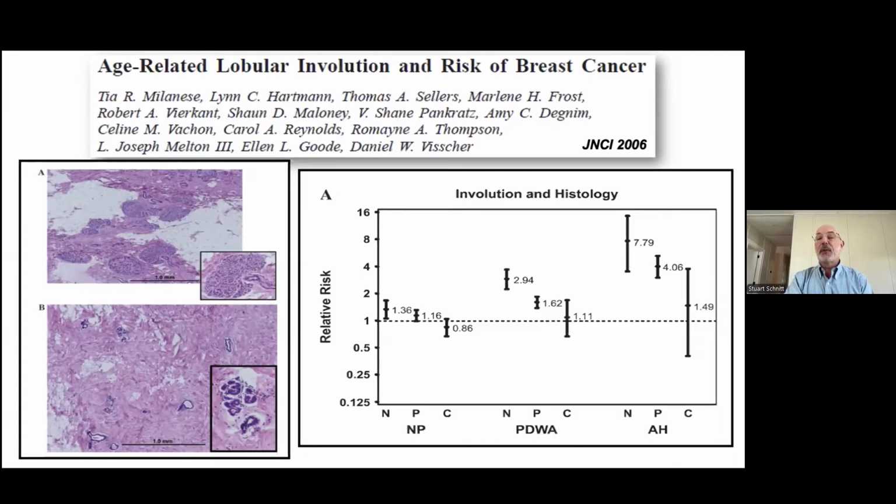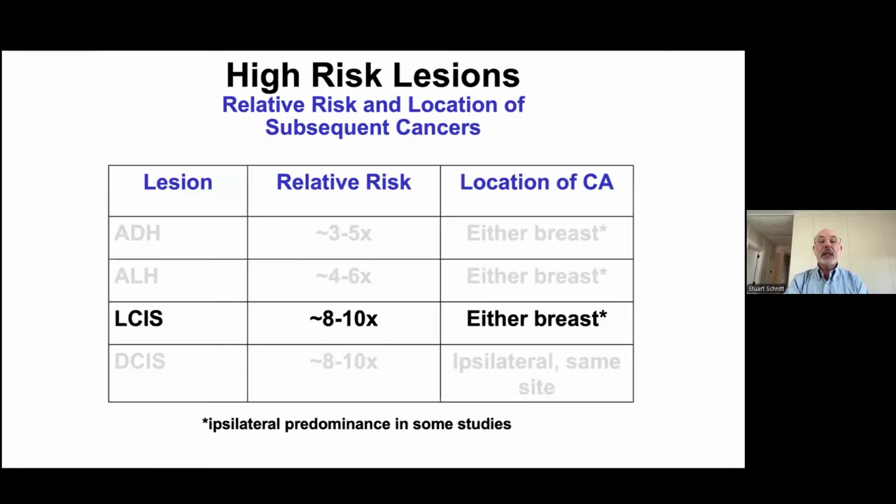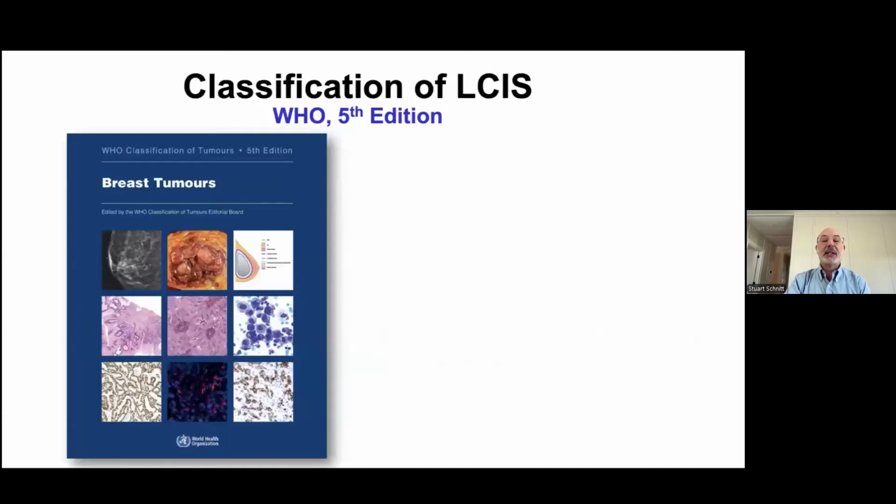So it's not terribly surprising that women with a lot of atrophy and lower levels of estrogen have less of an estrogen drive on their atypical hyperplasias and are less likely to develop breast cancer than women with less lobular involution. So now that we've talked about the atypical hyperplasias, let's move on to lobular carcinoma in situ, which is associated with about an 8 to 10-fold increased risk. And again, with long-term follow-up, the risk is about equal in both breasts.